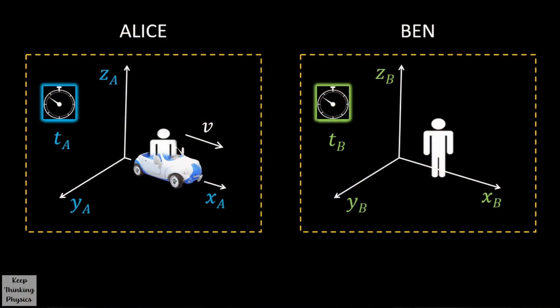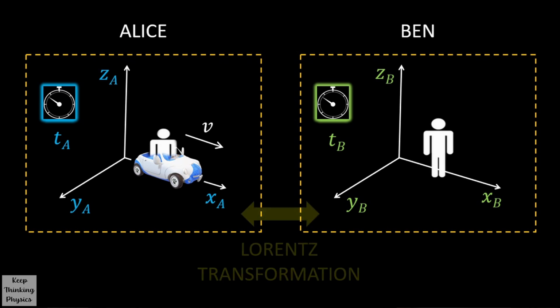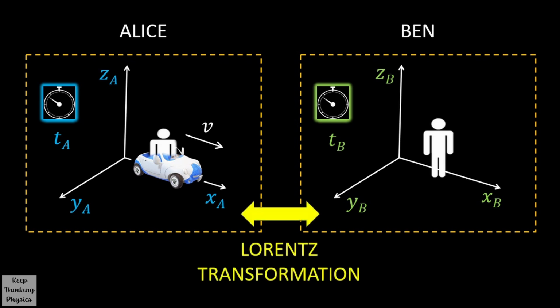If Alice is moving along the x-axis at speed v relative to Ben, then we can say that Alice has her inertial frame of reference, the car, and Ben has his inertial frame of reference, the ground. Alice and Ben's frames of reference are connected to each other by what is known as the Lorentz transformation. And this Lorentz transformation tells Alice and Ben how to move from one frame of reference to the other frame of reference.